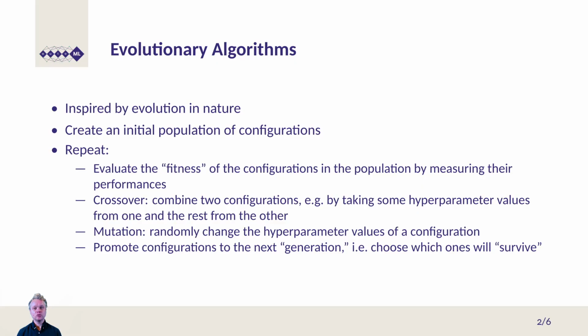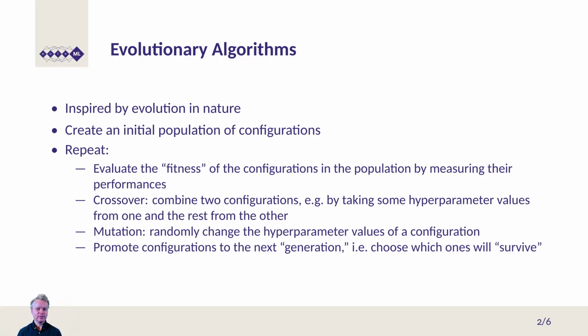And then we apply two operations, crossover and mutation. For crossover, we take two configurations and we combine them, for example, by taking some hyperparameters from one and other hyperparameters from the other. And in mutation, we randomly change the hyperparameter values of a configuration. Then we take a subset of the configurations that we have generated in this way, and we promote them to the next generation, so we choose which ones will survive. Again, this is inspired by evolution, and we usually want the fittest individuals to go on to the next generation so that overall the population improves.